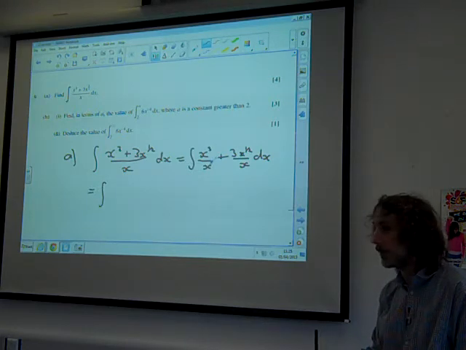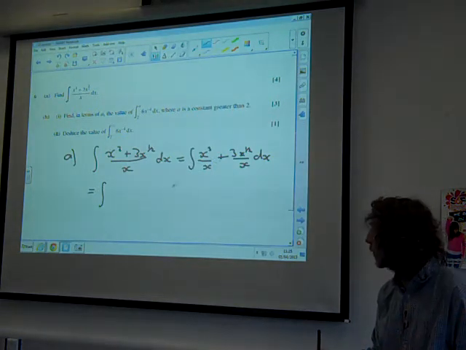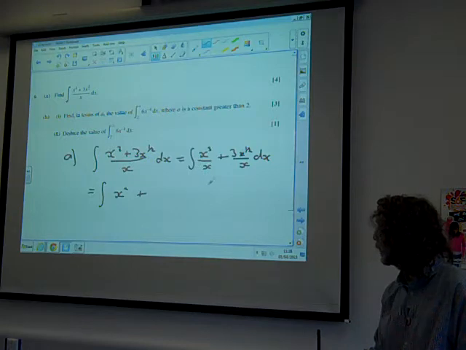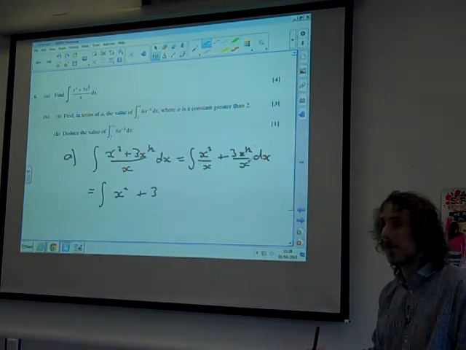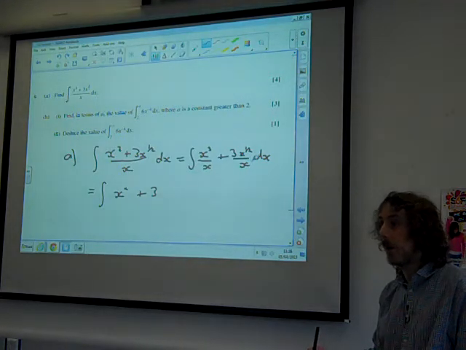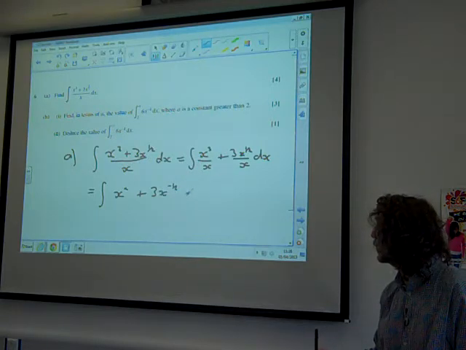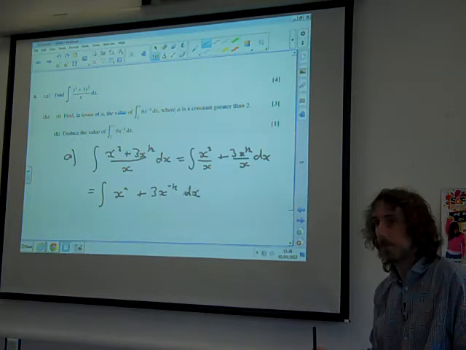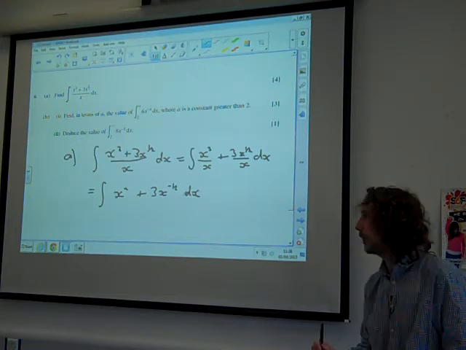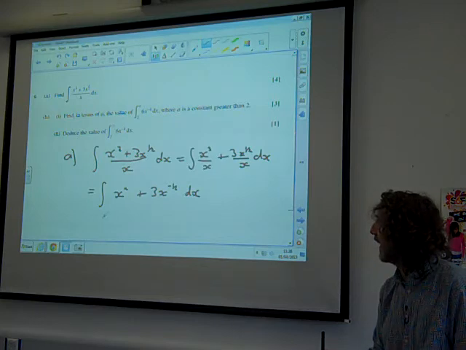x cubed over x. Subtracting the powers, that just gives us x squared. And here we've got 3, well the 3's alright. And then we're doing x to the half divided by x. We subtract the powers, so a half take away 1 gives us x to the minus a half. Right. Now it's important, isn't it?